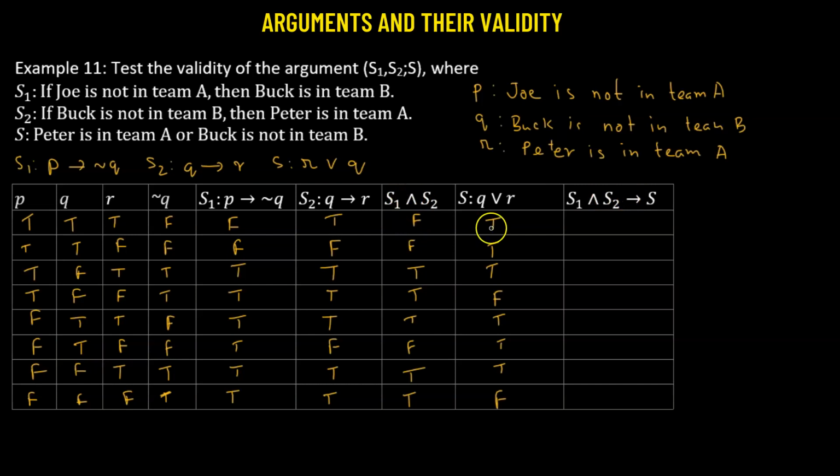So this will be if false, then true, this will be true. If false, then true, true. If true, then this will be true as well. If true, then false, so this is going to be false. If true, then true, this is going to be true. If false, then true, this will be true. If true, then true, this is true. If true, then false, this is going to be false. So here we have two false values, so this is going to be an invalid argument. So this is how we can check the validity of given arguments, using the algorithm.